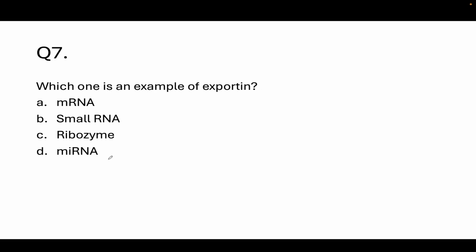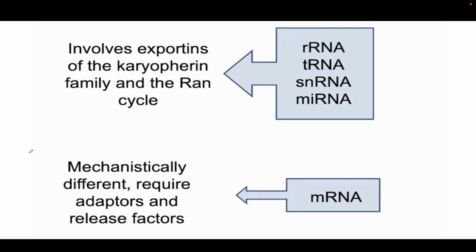Okay, let's talk about it. Most of you have said B, small RNA. But here you will find two answers, that is miRNA and small RNA. In case of these four RNAs specifically, rRNA, tRNA, snRNA, and miRNA, that is microRNA, export involves exportins of the karyopherin family and the RAN cycle. And mRNA is mechanistically different, requiring adapters and release factors.